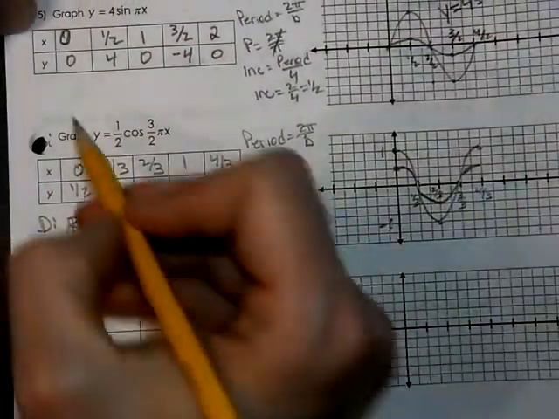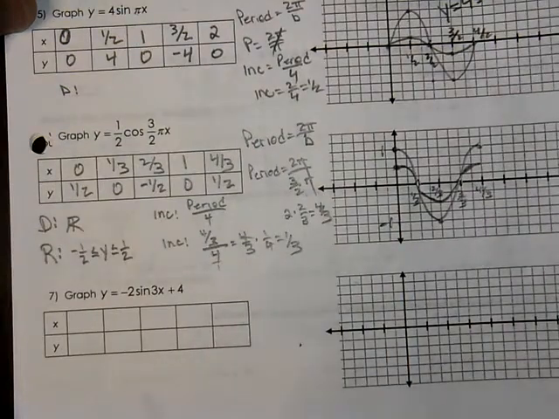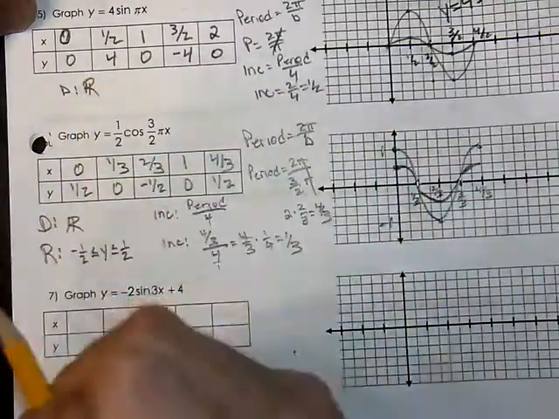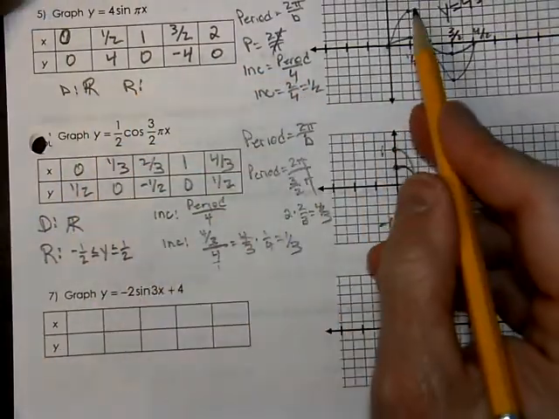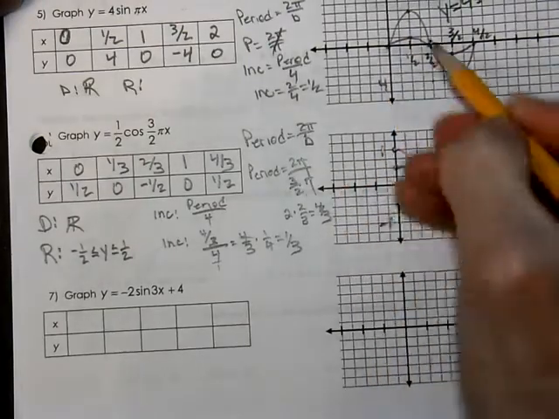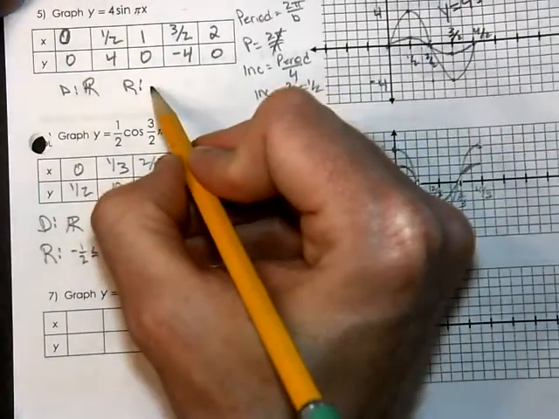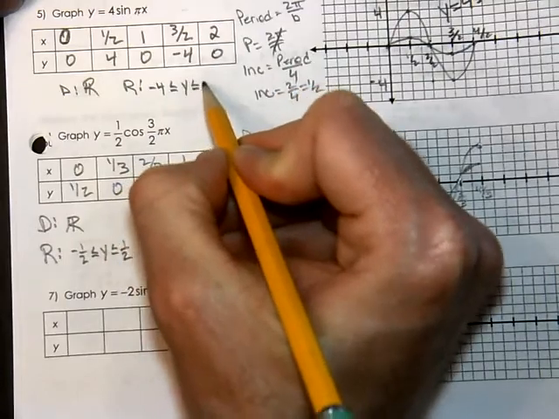For this graph up here, the domain, the graph goes on forever, right and left, so it's going to be all real numbers. And the range, we're going up to 4, which is your amplitude, and down to -4. So we have -4 is less than or equal to y, which is less than or equal to 4.